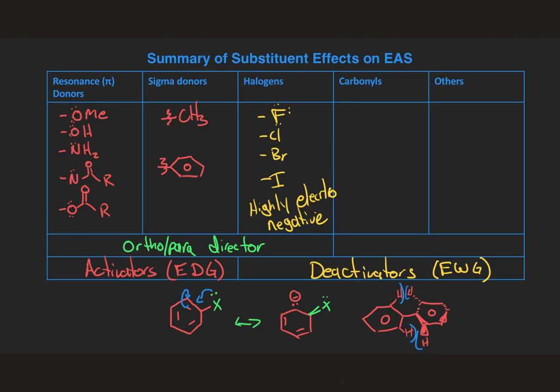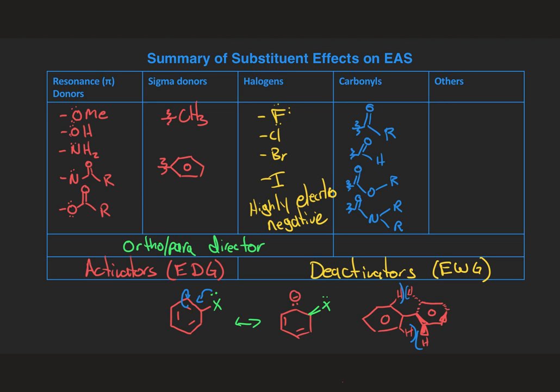Other examples of deactivators that we have seen include carbonyl containing compounds, so ketones, aldehydes, esters, and amides are all carbonyl containing compounds, and they are deactivators. Notice that an ester and an amide can be both an activator and a deactivator. It depends on how it's attached to the aromatic ring.